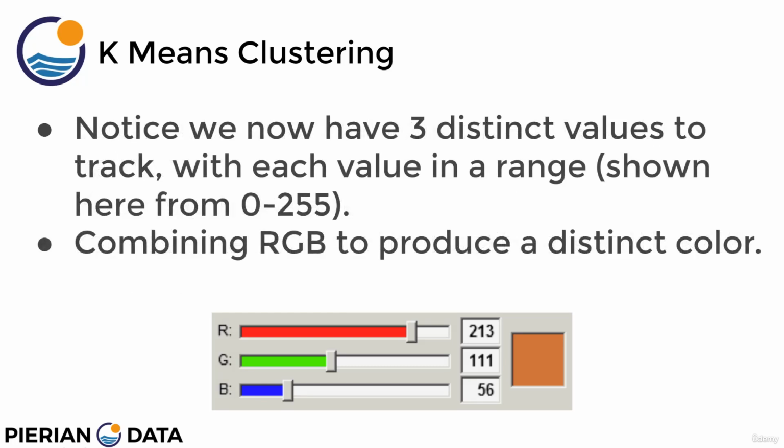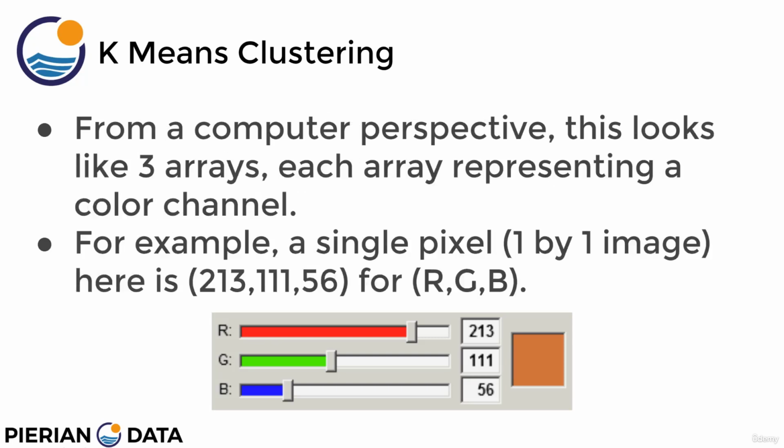So we should notice here we have 3 distinct values to track. And in this particular case, each value is in a range, shown here from 0 to 255, but we already know that we could scale this by just saying divide everything by 255. So what we're doing here is we're combining some value of red, some value of green, and some value of blue to produce a distinct color. And the computer is going to think of this as 3 arrays. So from a computer perspective, this actually looks like 3 arrays where each array represents a color channel.